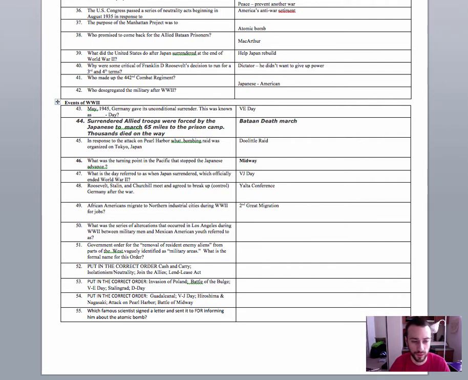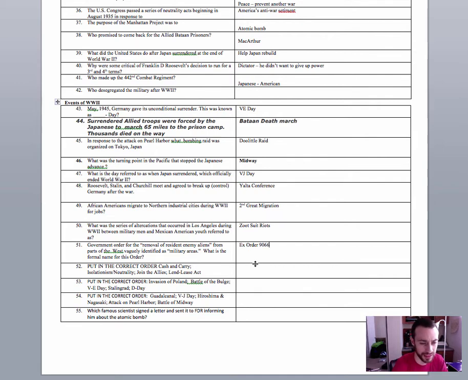Number 50. What was the series of altercations that occurred in LA during World War II between military men and Mexican American youth? These were called the Zoot Suit Riots. Number 51. Government order for the removal of resident enemy aliens. This was Executive Order number 9066. You got to get the number right too.